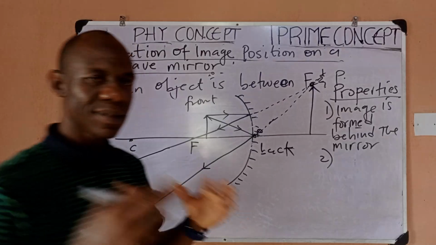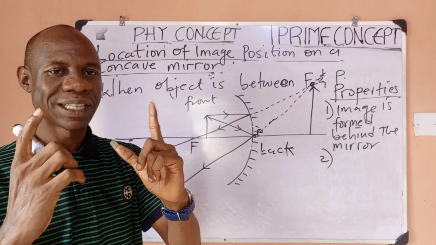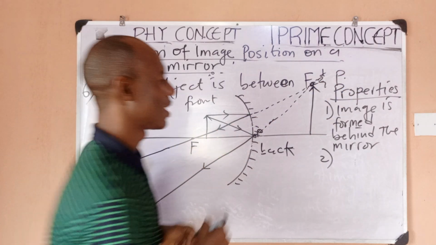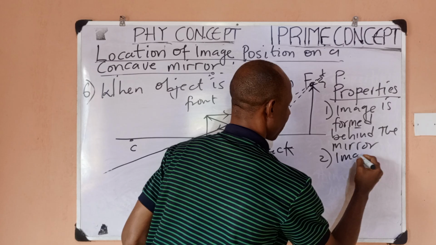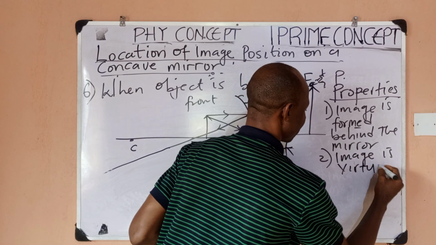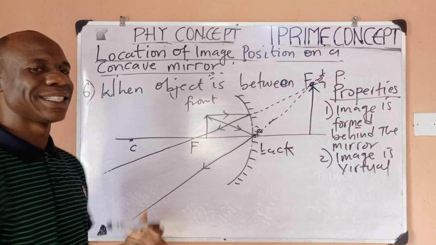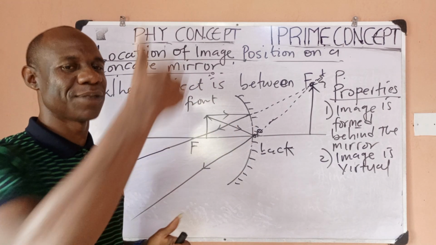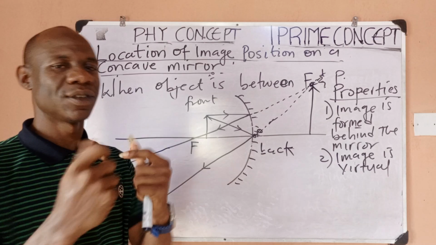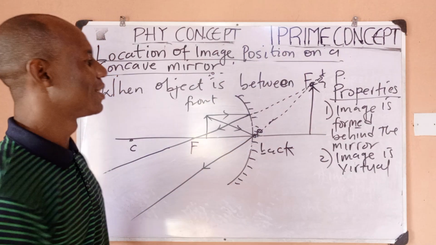Now, any image that is formed behind the mirror, what do you say about that image? You are very correct. The image is virtual. So when you say virtual, it simply means that the image cannot be seen or caught on the screen. So it's a virtual image. It's formed behind the mirror.